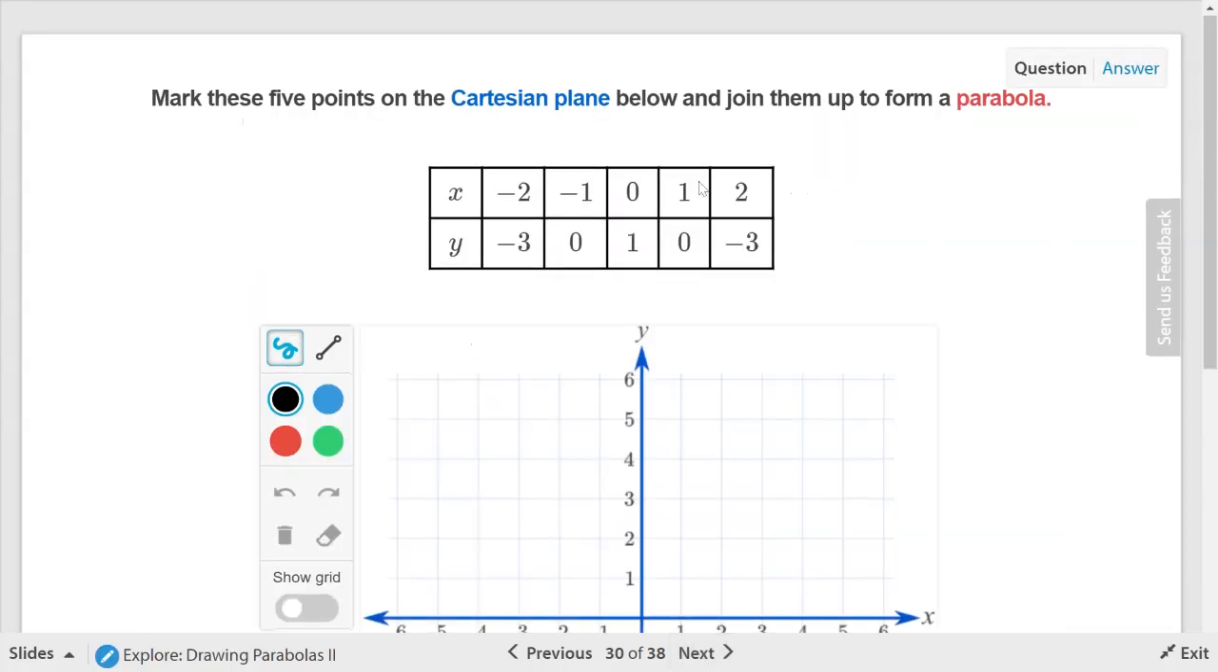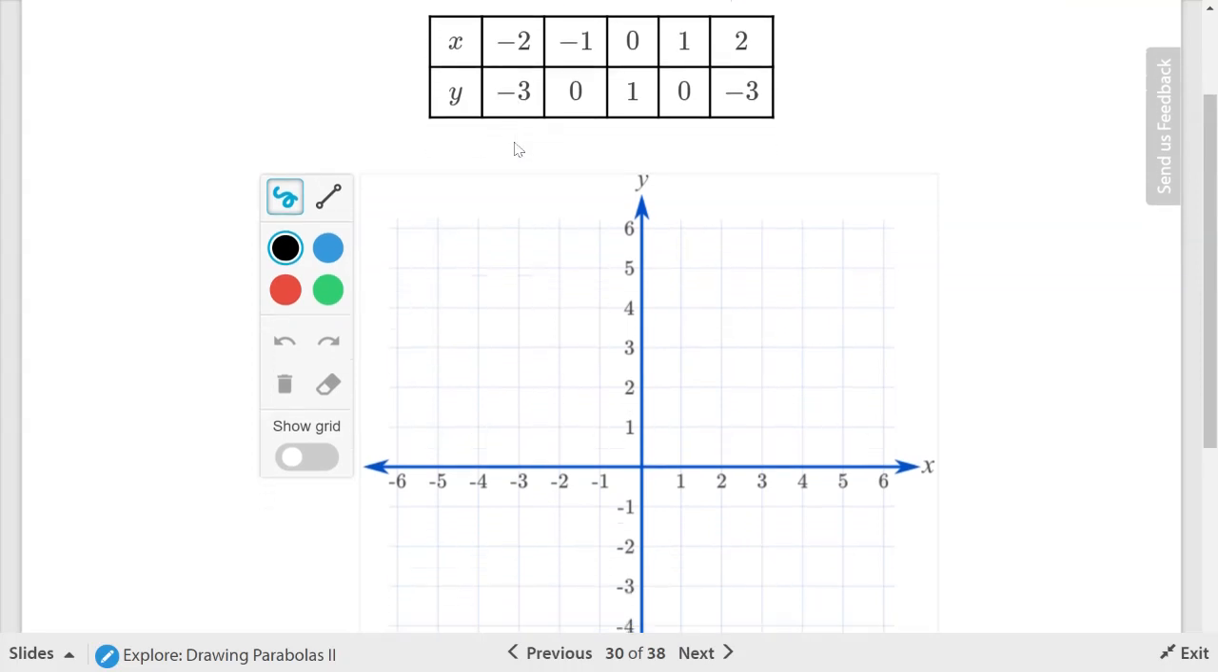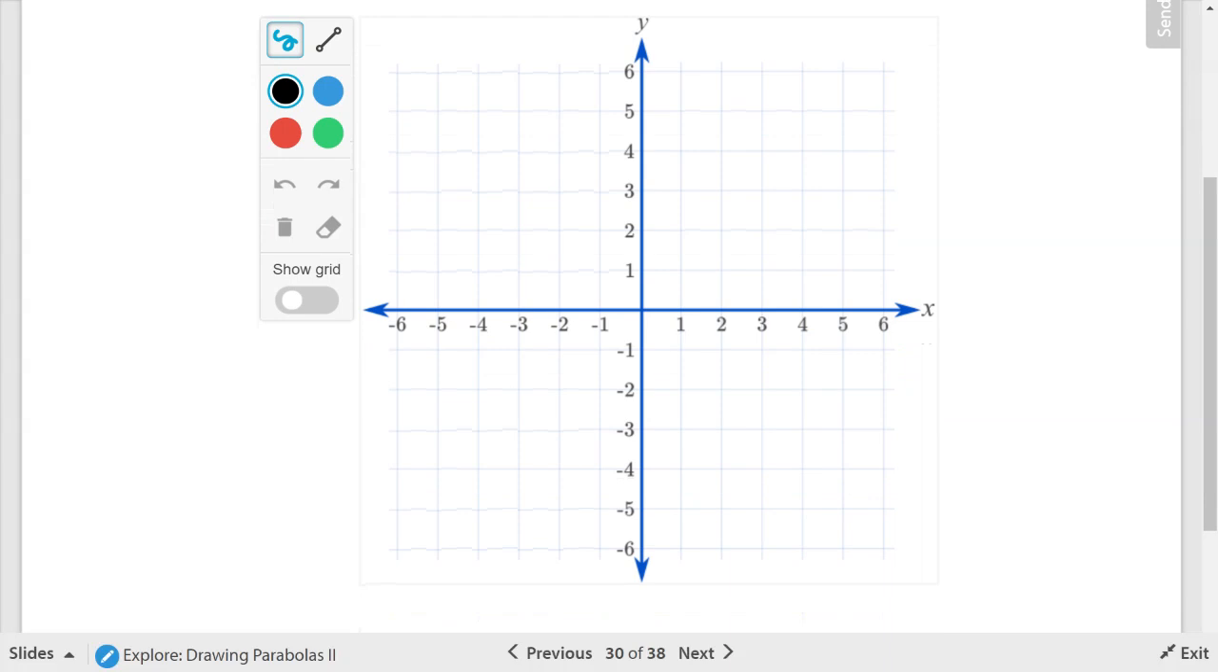Mark these 5 points on the Cartesian plane, it says, and join them up to form a parabola. So let's have a look at this. The first point over here is 2 left and 3 down. So -2 and -3. So we're going to go -2 on the x, -3 on the y, and let's make a dot there.